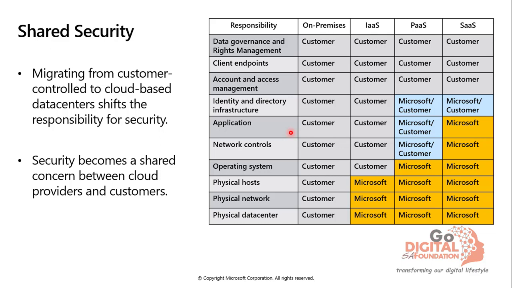And then with the software as a service, when it comes to identity and directory infrastructure, there's a 50-50 share of security. So migrating from customer control to a cloud-based data center shifts the responsibility for security. Yeah, so that's the diagram for shared security. It might come out in the exam, but not that much, if you would like to take the exam.